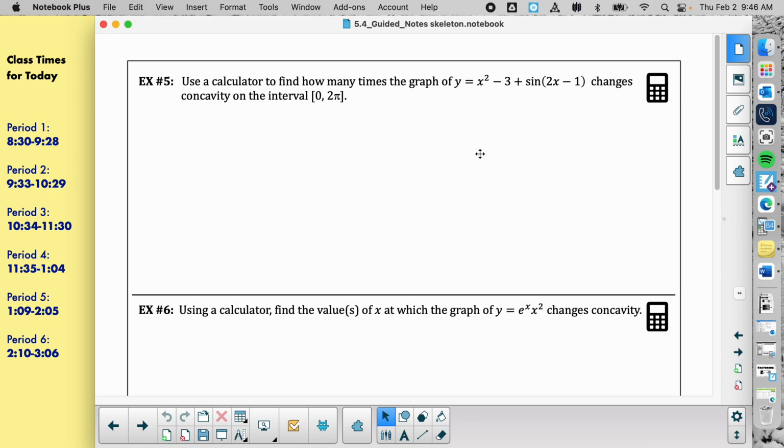The problem says the graph of y equals x squared minus 3 plus sine 2x minus 1 changes concavity on the interval. So we have to figure out how many times that happens. How do we go about finding that? That is the perfect answer. So come up and find the derivative. And you have lots of people to help you out if you want some help.